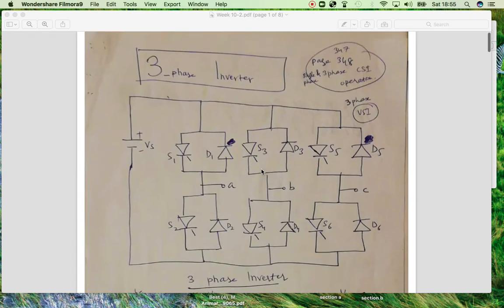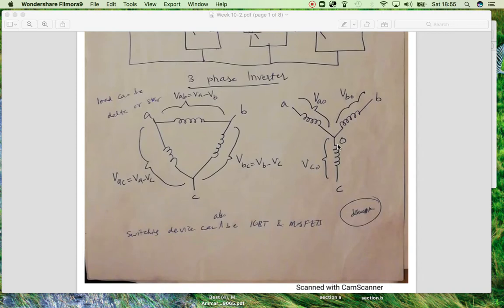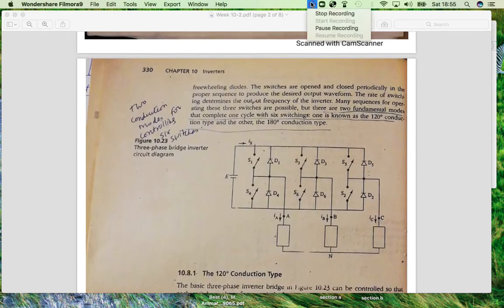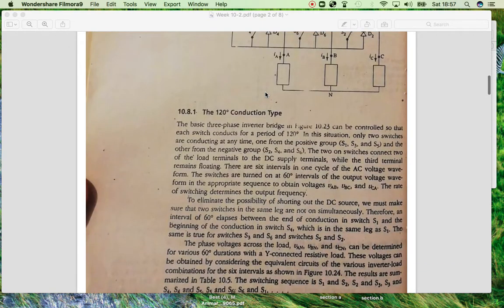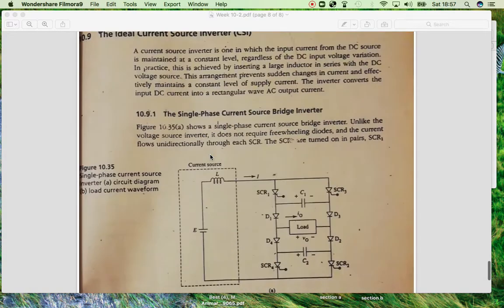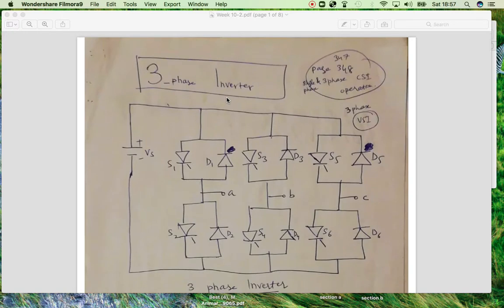Hi, in this lecture I will discuss the three-phase inverter and different arrangements of three-phase load, in which we have delta and Y transformation. Then I will discuss two conduction modes for controlling these six switches, which are 120-degree conduction and 180-degree conduction. Then I will discuss the current source inverter, as we have already studied the voltage source inverter.